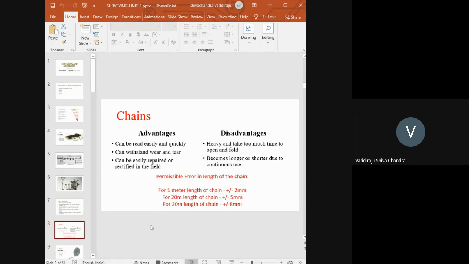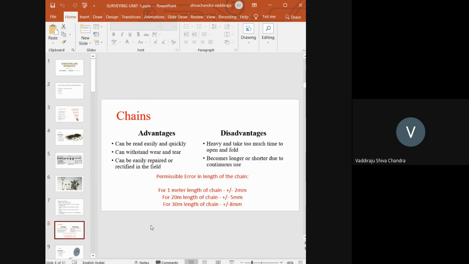Then only you need to use the chain. While you are checking that, if the error is plus or minus 5 mm for a 20-meter chain, then you can use the chain. Otherwise, if it is more than plus or minus 5 mm, then the chain is a faulty chain. You need to rectify it first.